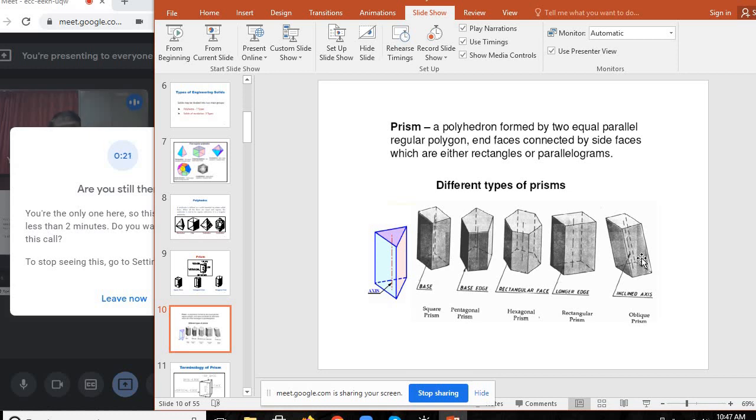What is oblique prism? In regular prisms, the axis is perpendicular to the base and parallel to the rectangular faces. But in oblique prism, the axis is inclined to the base and the rectangular faces are also inclined to the base.